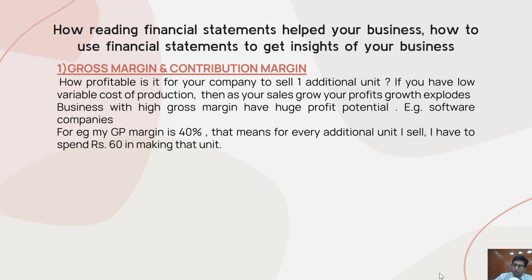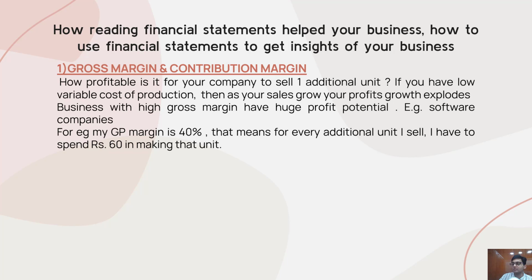That is, how profitable is it for a company to sell one additional unit or to provide one additional service? If you have low variable cost of production, then as your sales grow, your profit growth will explode. You know what it means? It basically means that your business is really scalable. Businesses with high gross profit margins have huge profit potential. Why? Because they are scalable in nature.